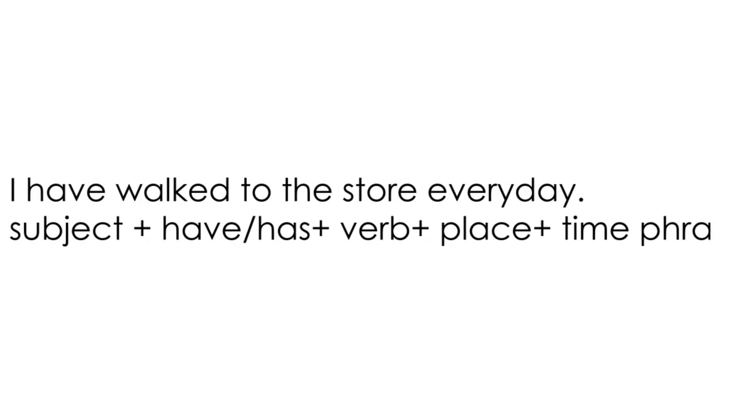All right, so you're going to get 3 example sentences, and here's the first one. I have walked to the store every day since the beginning of time, or I have walked to the store every day for the past month. So we're using this tense because we're talking about something that has happened in the past, it's still happening in the present, and it might happen in the future.